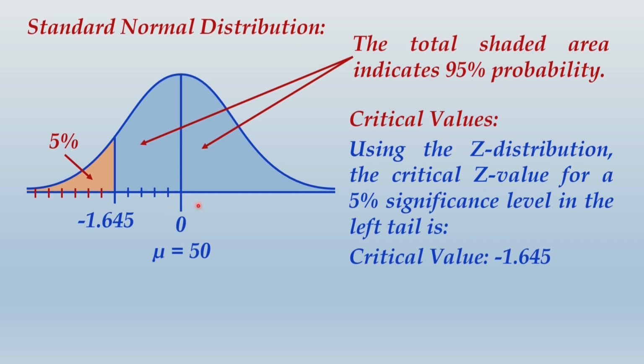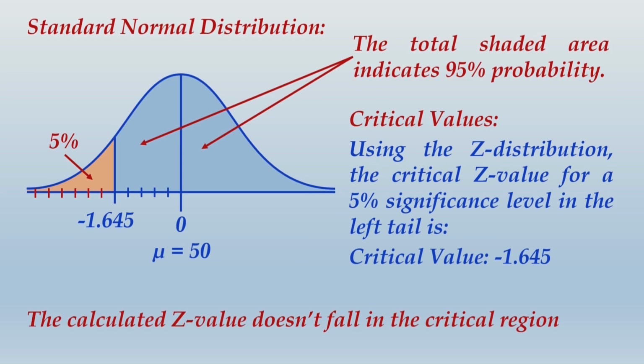Now look at where it falls. Because it is negative, it will fall to the left side of 0. But is it negative beyond -1.645 or under it? The answer is -1.5 will fall over here somewhere, between 0 and -1.645. As a result, it is not falling in the critical region. So we can conclude over here, the calculated z value doesn't fall in the critical region. I want you to carefully take note of this part of the solution, and then I take you ahead.